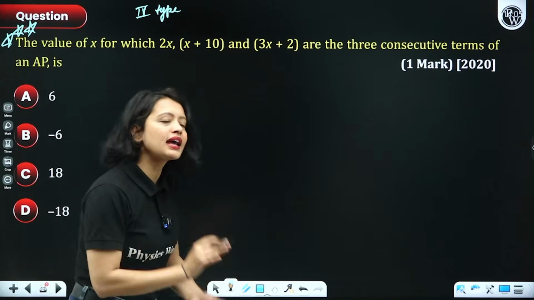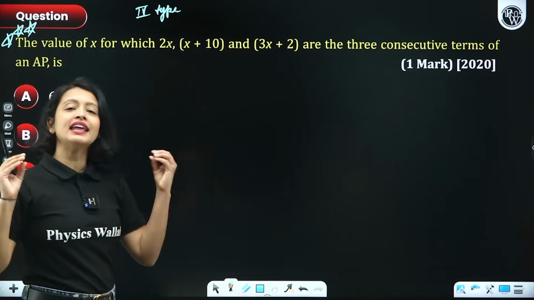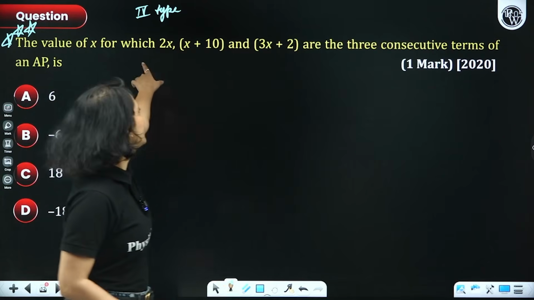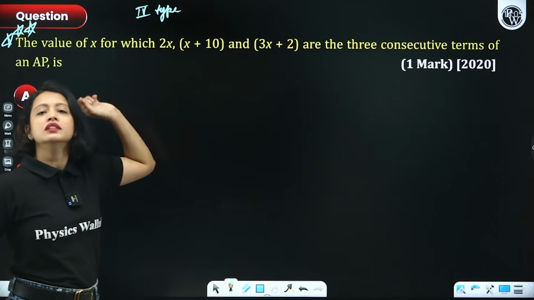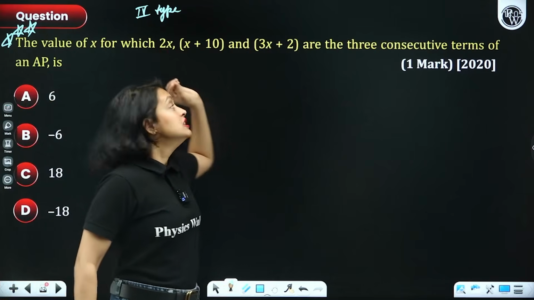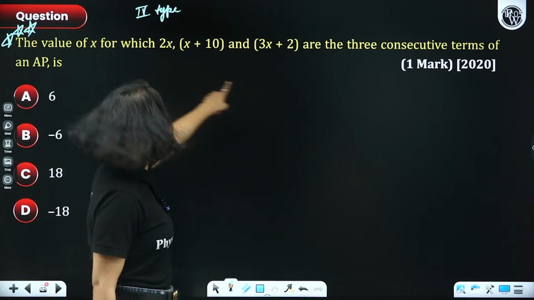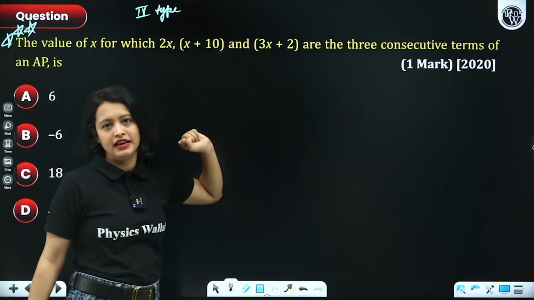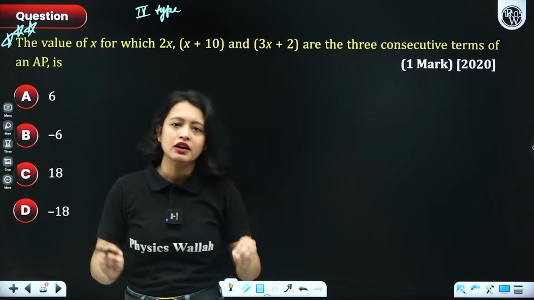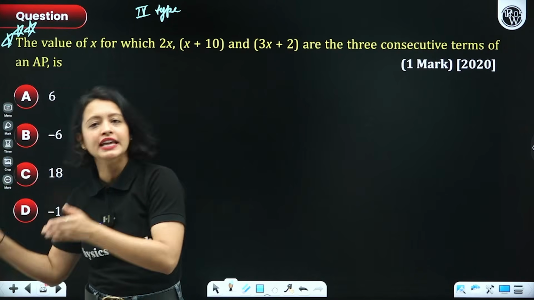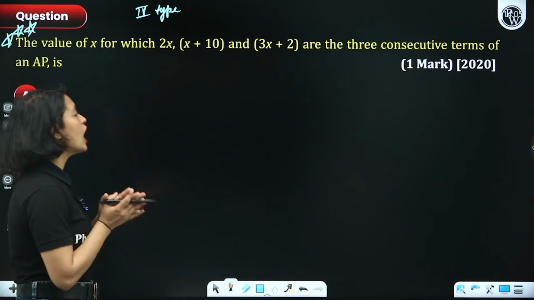Okay, so what happens here is you are given 3 terms of an AP. For example, here 3 terms of an AP are given. What is being asked? The variable x is being asked, right? The value of x is being asked. So you will be given 3 terms in which there would be a variable, and that value of the variable would be asked.